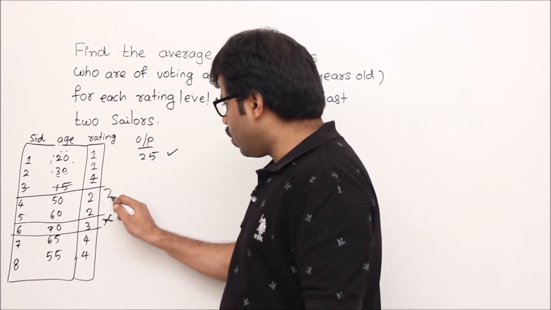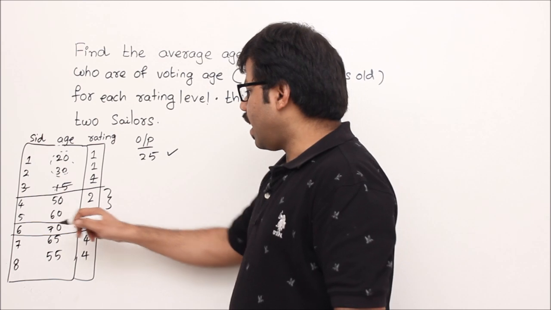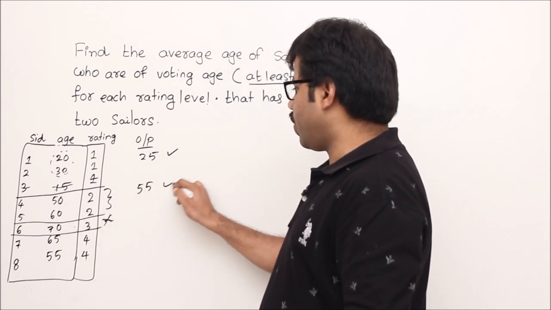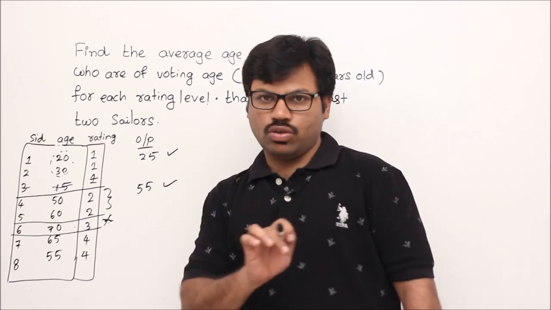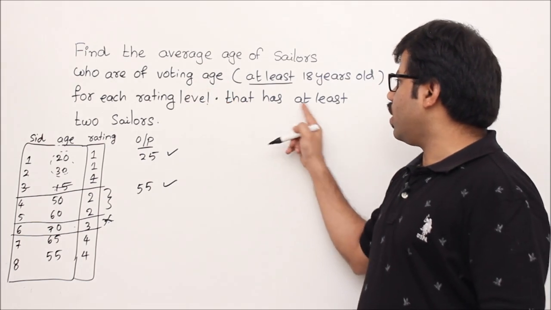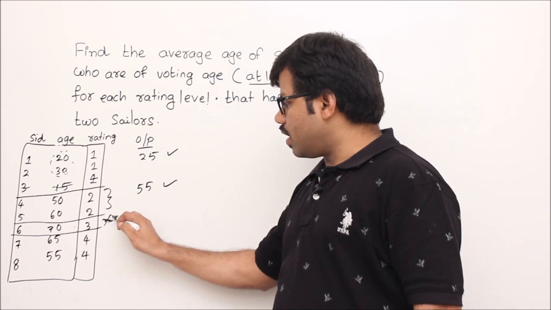Go to the second group. Everyone has age greater than or equal to 18. Then average age is what? 50 plus 60 by 2, which is nothing but 55. Perfect. For this group we should not do it because it has only one member. We have to compute all these things only for groups which have at least two sailors. So this group is discarded completely.